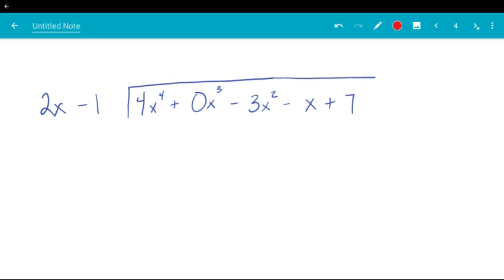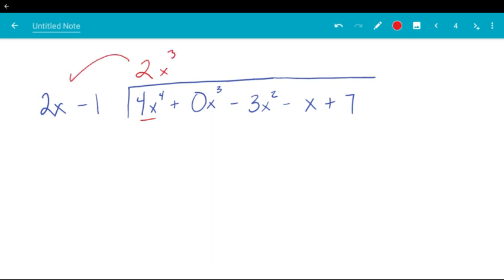So let me just walk you through this. We'll see if it works, and then I'll give you a few things at the very end that I want to also emphasize. So to begin with, we're going to divide 4x to the fourth by 2x. 2 goes into 4 twice. x to the fourth divided by x is x cubed.